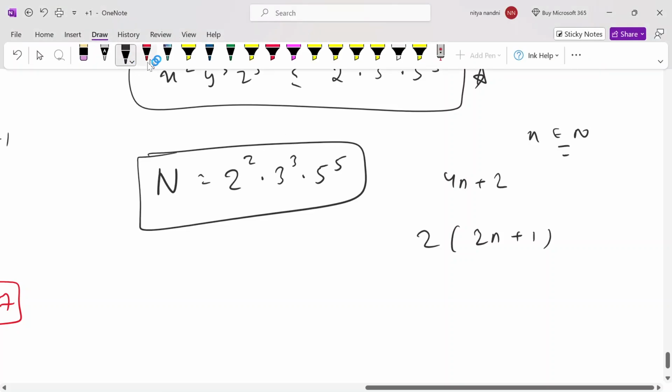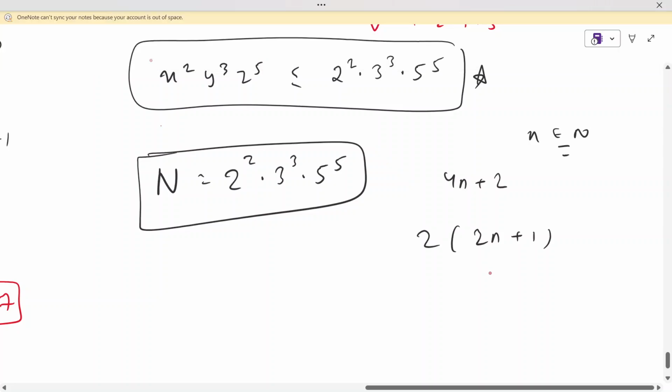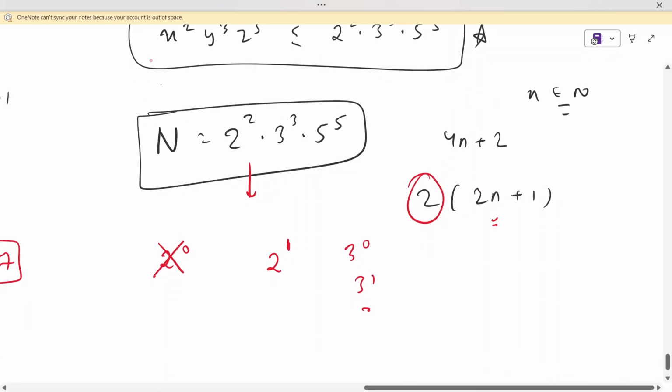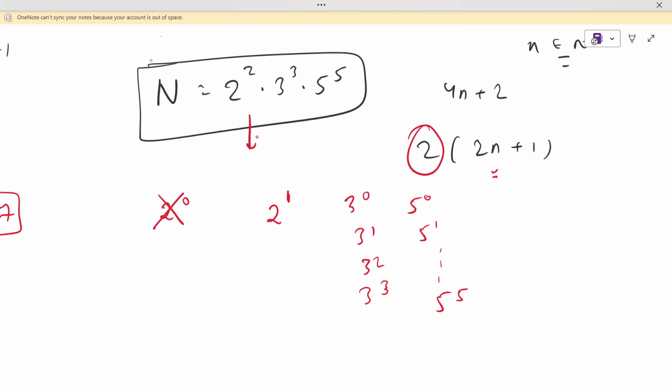Got it? n is also natural there. So what it means? I can't take n equal to 0, right? Just observe 2 to the power 0, that is 1, which is odd, right? I can only choose 2 to the power 1 for this factor. For 3, I have 3 to the power 0, 1, 2, and 3. For 5, I have 5 to the power 0, 1 till 5 to the power 5 as options. So to choose a factor from this, I have only one option.